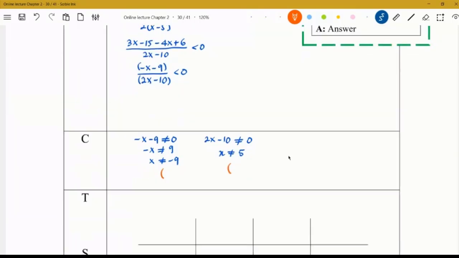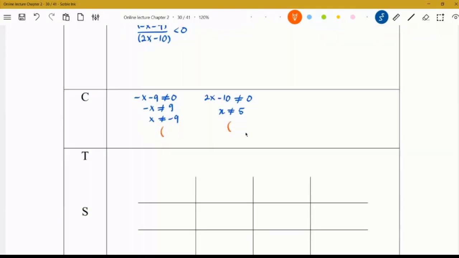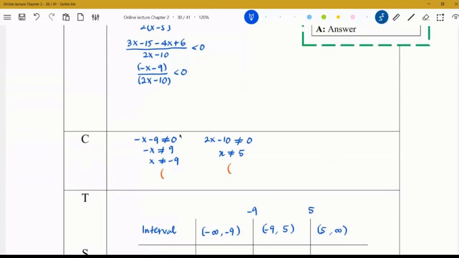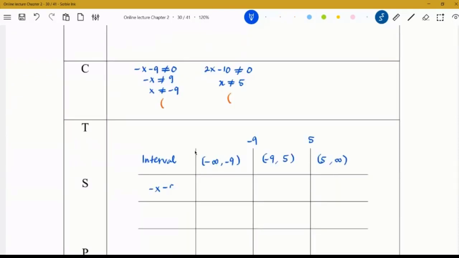Okay, baru masuk dalam table. Yang mana datang dulu? Negative 9 ke 5? Negative 9 datang dulu, 5 datang kemudian. Okay, so this one adalah interval. So negative infinity towards negative 9 round bracket. Negative 9 towards 5 round bracket, 5 towards positive infinity round bracket. Okay. And then second dengan third row kita akan letak factors kita. Negative x minus 9 and then second one adalah 2x minus 10.